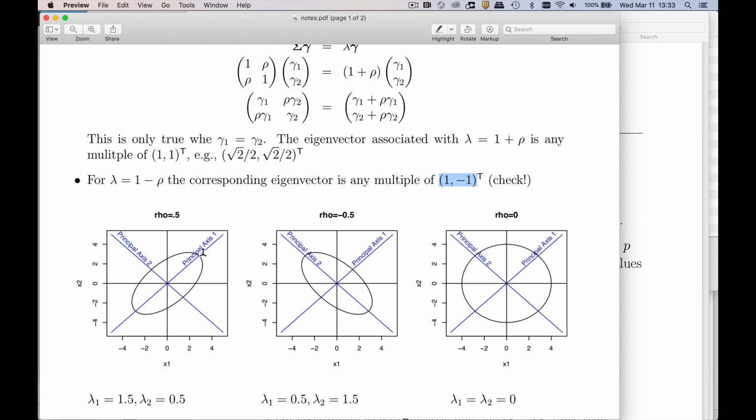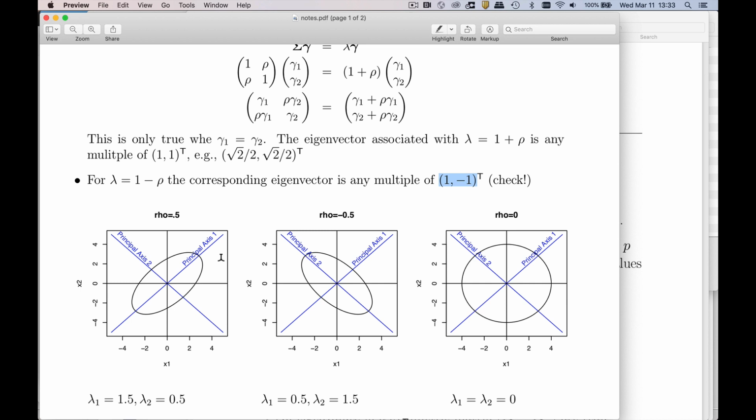Now, let's just pick some positive correlation. So let's say rho is a half. If I set rho to a half, then the first eigenvalue is going to be 1 plus a half, and the second eigenvalue is going to be 1 minus a half. The point I want to make with this is there is more variance in this direction than in this direction. And that's indicated by this ellipse, which describes the joint distribution between x1 and x2.